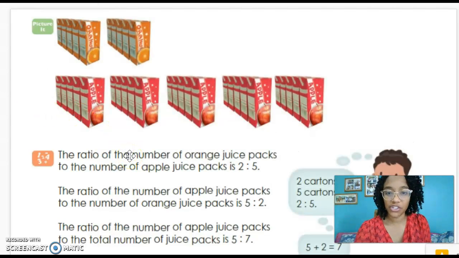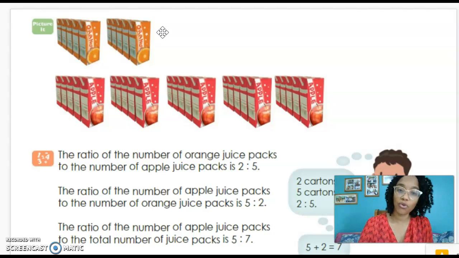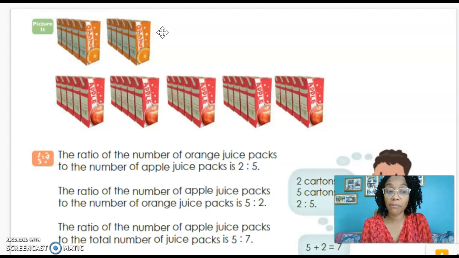All right, let's picture it. So here, the number of orange juice packs to the number of apple juice packs is 2 to 5. We can see those 2 packs of orange juice and the 5 packs of apple juice, each of the packs having the exact same number. So they're equal groups, okay? 2 cartons to 5 cartons is 2 to 5. The ratio of the number of apple juice packs to the number of orange juice packs, now I flipped it, is 5:2. Remember, the numbers always follow the same pattern as the words.